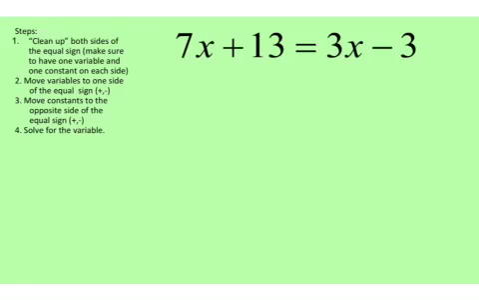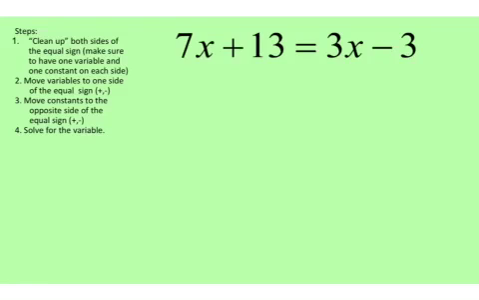Okay, first let me read the steps to you, all right? So in the past, our first step has always been to clean up one side of the equation. This time, you need to clean up both sides of the equation on each side of the equal sign. You need to make sure that on each side of the equal sign, you're starting with only one letter and one constant. So one variable and one constant.